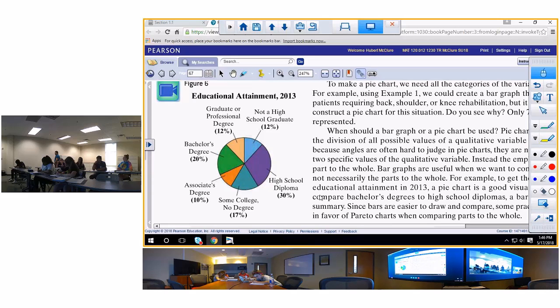So if I have 2,000, let's say 1,000. Let's make it easy. I have 1,000 employees. All right? How many of my 1,000 employees have a graduate or professional degree? 120. Boom. Take 0.12 and multiply by 1,000. Why do you make it 0.12?